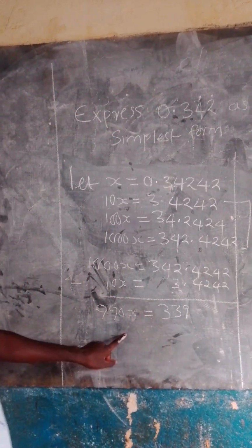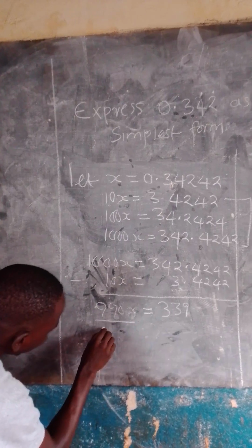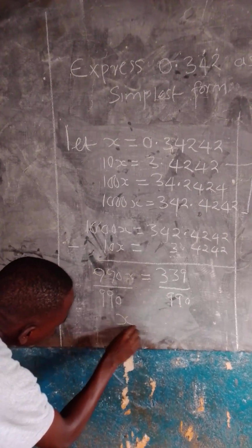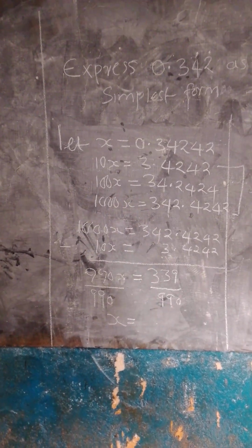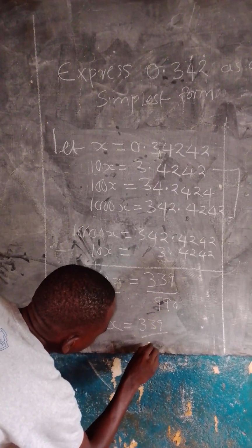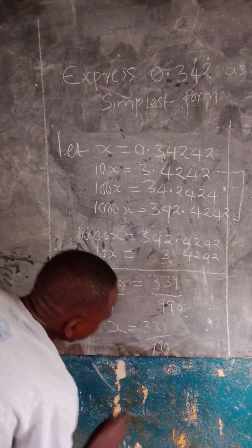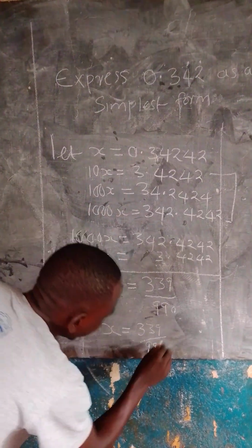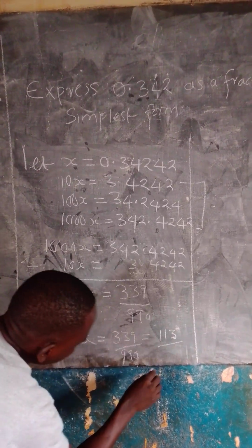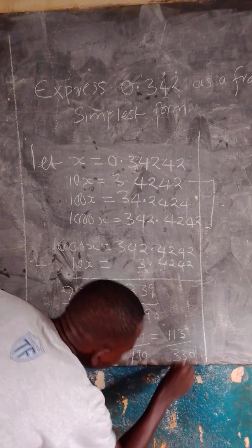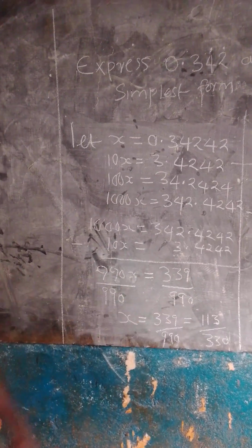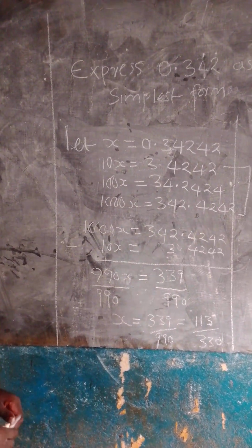At this point, we need to find the value of x, so we are going to divide by 990. Our x is now 339 over 990. Then dividing by 3, we are going to get 113 over 330. Therefore, our fraction is 113 over 330.